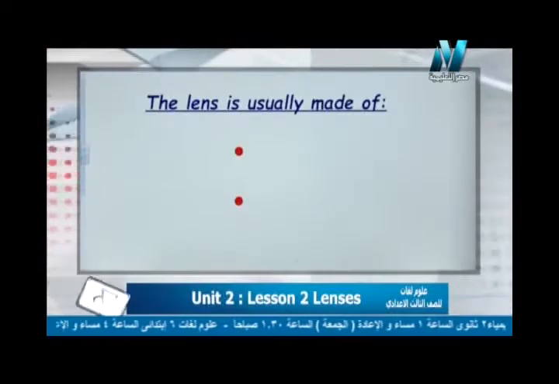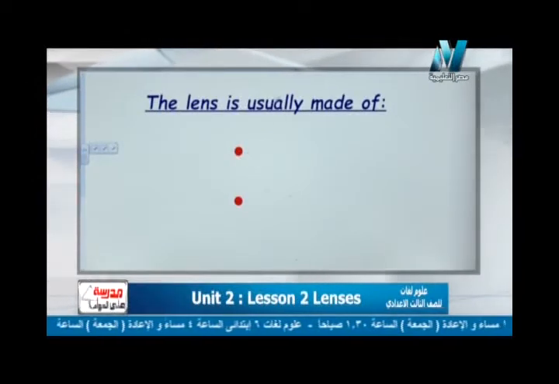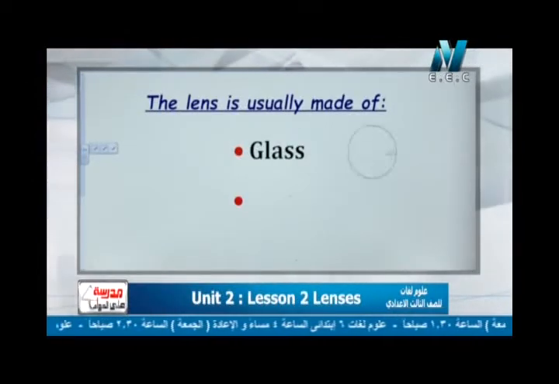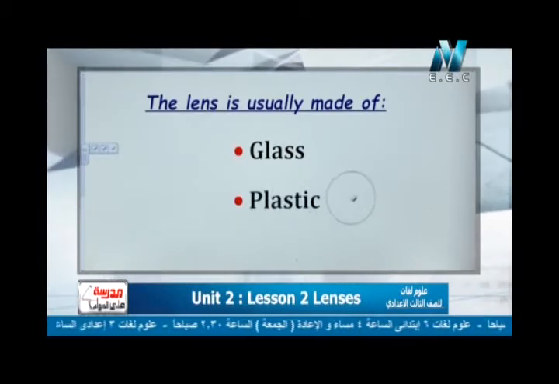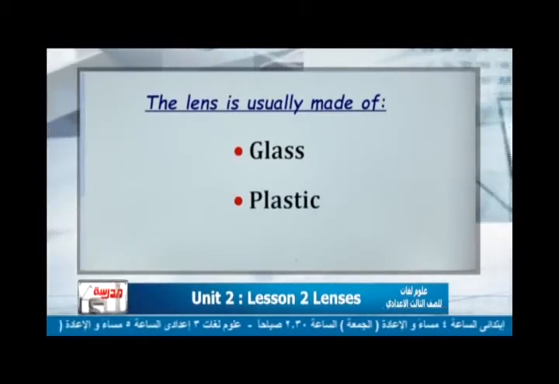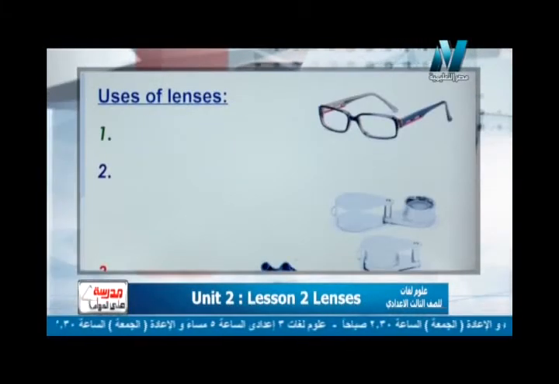As Ms. Rasha said before, we have the material that a lens is made of. We have here 2 main materials: glass and plastic. So on the monitor, we have the lenses are usually made of, number 1 glass, number 2 plastic. Now we have to know the uses of the lenses.